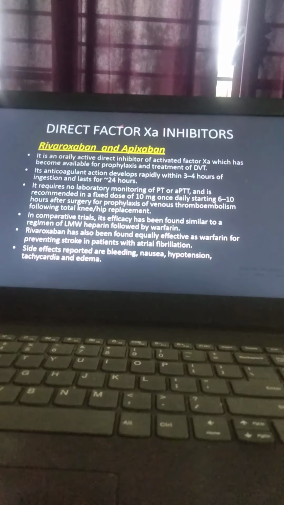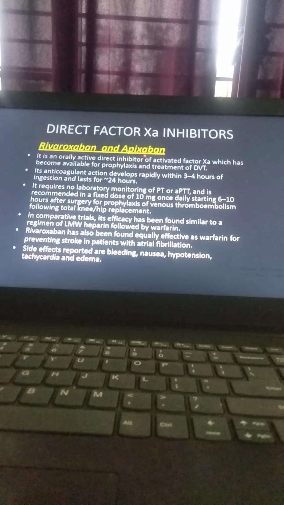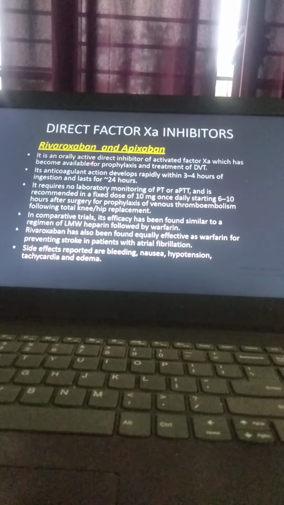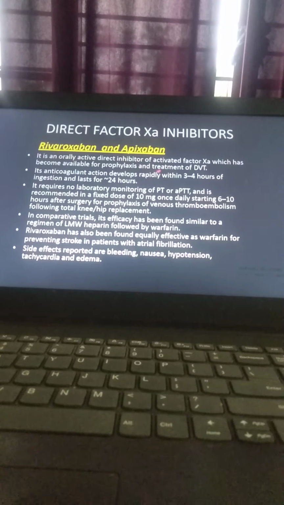Now, direct activated factor 10A inhibitors, that we call rivaroxaban and apixaban. It is an orally active direct inhibitor of the activated factor 10A, which has become available for prophylaxis and treatment of DVT, deep venous thrombosis. Its anticoagulant action develops rapidly within 3 to 4 hours of ingestion and lasts for 24 hours.